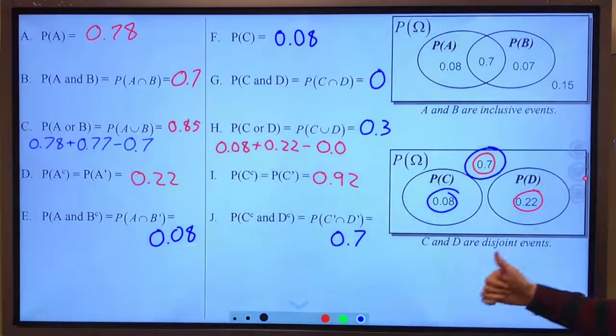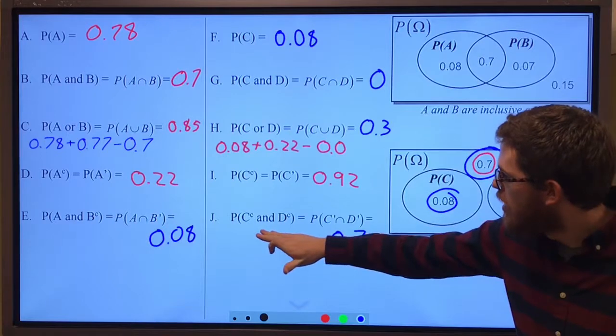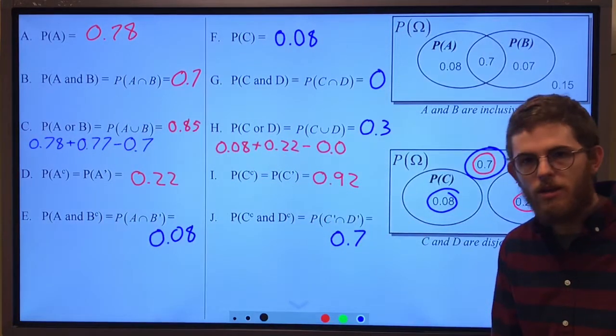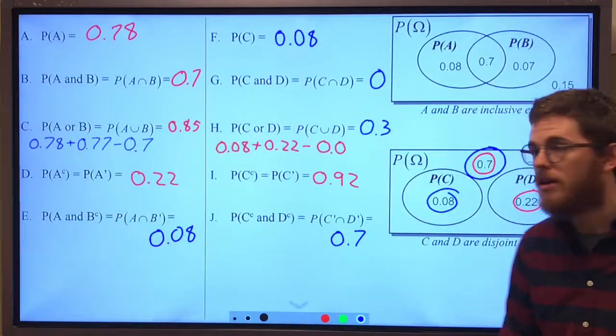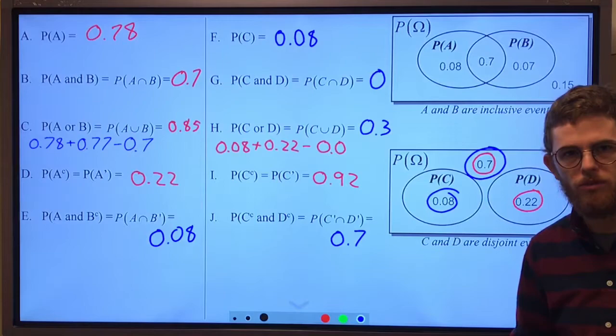Okay, so it's kind of tying in a lot of things throughout this that we've talked about probability. We've related back to Venn diagrams. We've talked about and, we've talked about or, we've talked about inclusive, mutually exclusive events. This right here kind of ties everything in. So hopefully this feels good. Hopefully this makes sense.